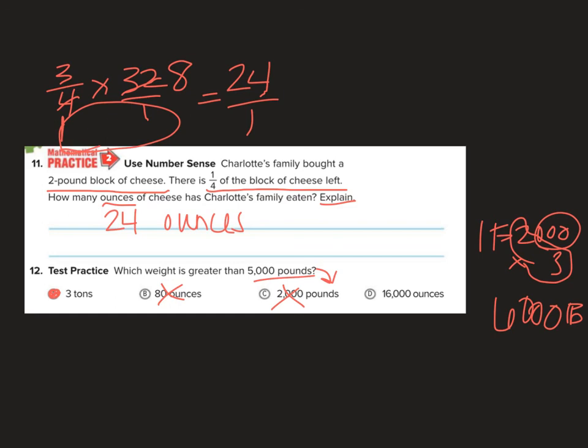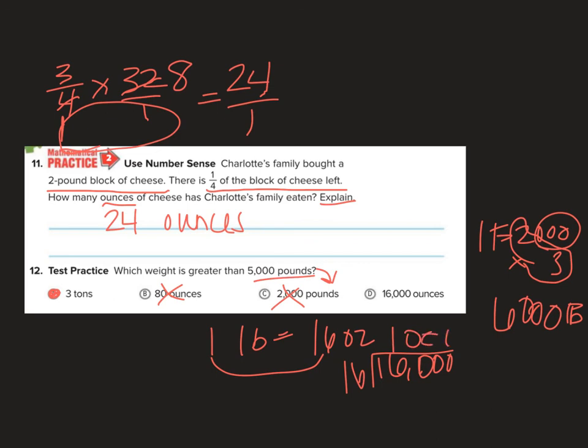Which weight? Well, let's see. What is 16,000 ounces? 1 pound equals 16 ounces, so 16,000, how do I go backwards? I divide by 16. So 16,000 ounces divided by 16 is 1,000 pounds. Is 1,000 pounds greater than 5,000 pounds? Nope.